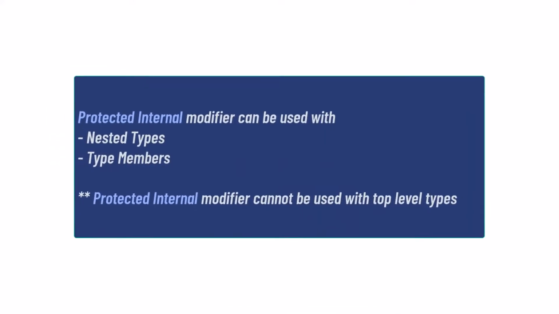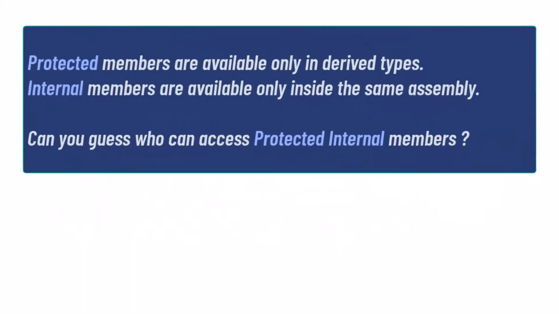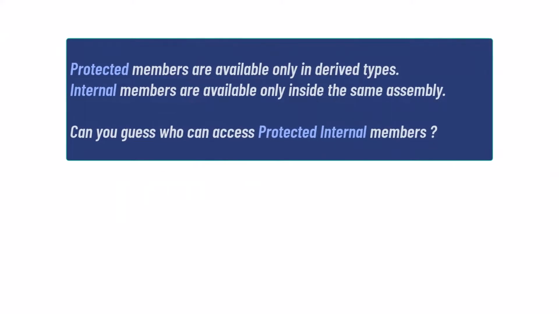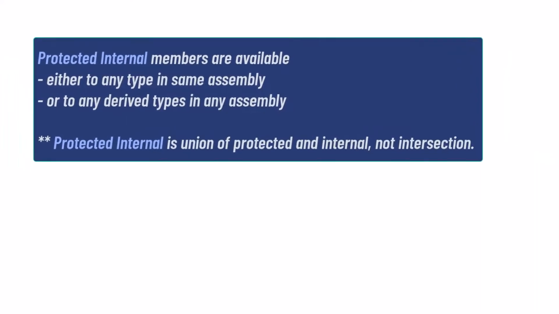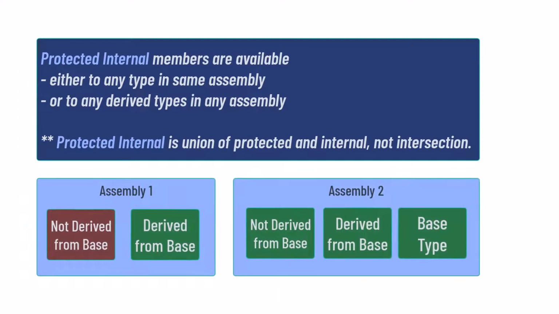This modifier can be used with nested types or type members. This modifier consists of two words, and each individual word is also an access modifier. We already know that protected modifier is used to make sure that the members are available only inside the derived classes. And we already have discussed that internal keyword is used to make sure that the members are available only inside the same assembly in which the type is declared. So can you guess what this combination means? Well, if you guessed that it is union of these two keywords, then you are right. And remember, it is union, not intersection.